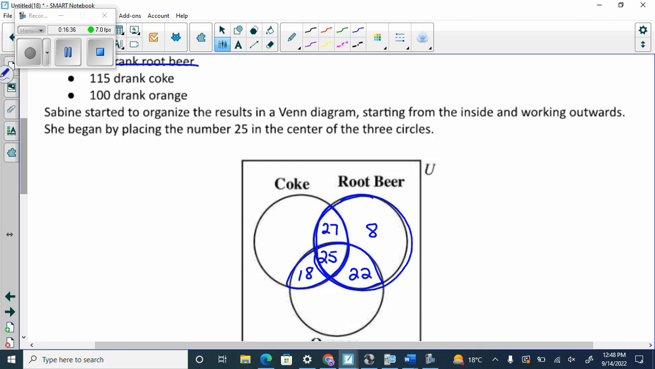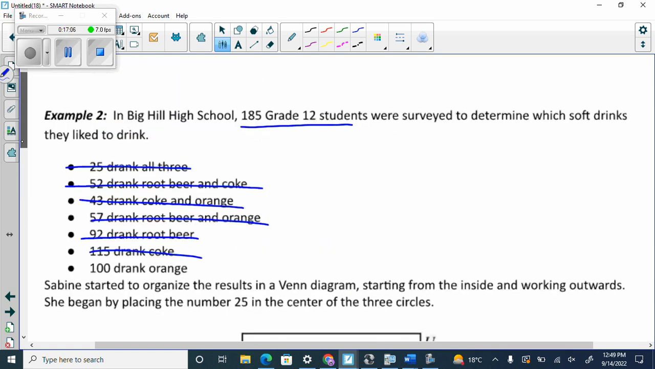And then Coke. In this circle we need to have 115 have Coke. So we do 115 drank Coke, 27, 25, 28. How much is just drank Coke? And then we have 100 drank orange. So in this orange circle, we have to have 100 minus 32 minus 25 minus 18, and we get? And we subtract all of them from 185, and how many didn't drink any of the three?